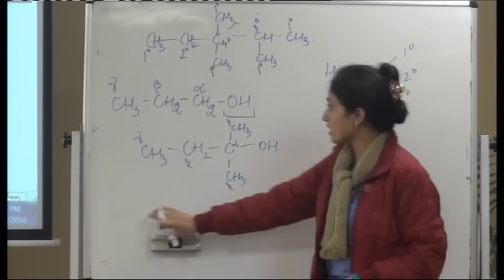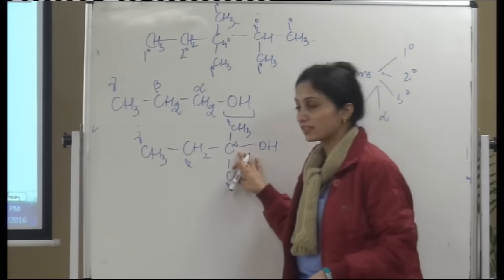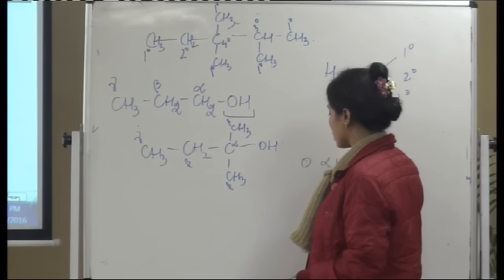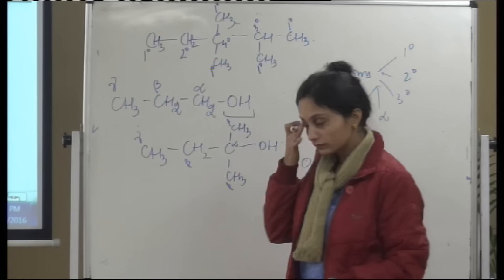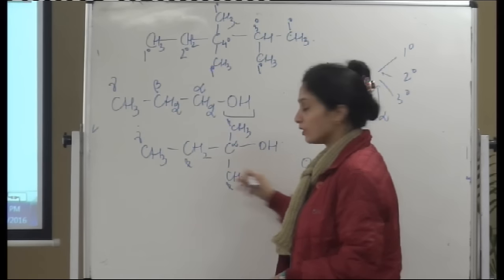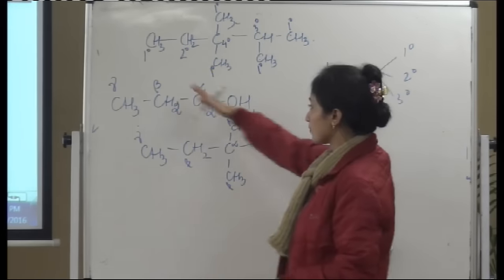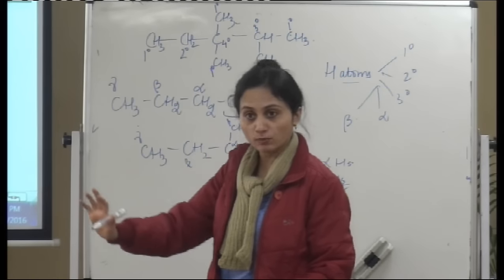So if I ask you how many alpha hydrogens are there in the structure? 0. So 0 alpha hydrogens in this particular structure. Alright, how many beta? 6 plus 2, 8 beta hydrogens. Okay, similarly you can find out for the others also. Remember that the hydrogens attached to a particular carbon atom will be named as that.